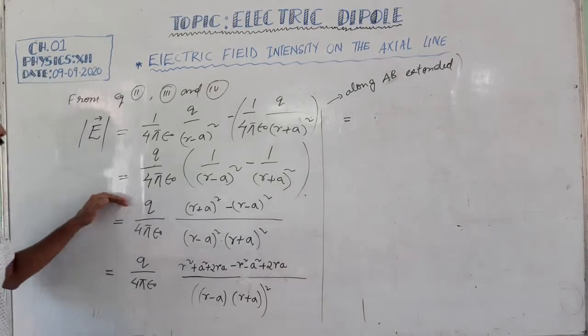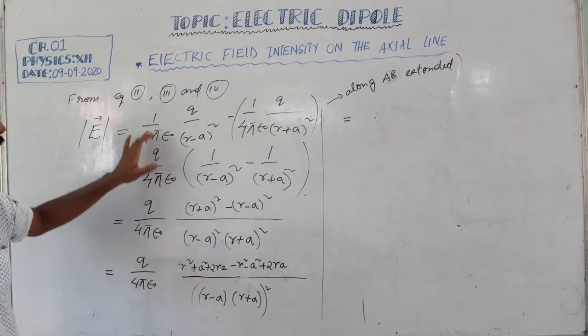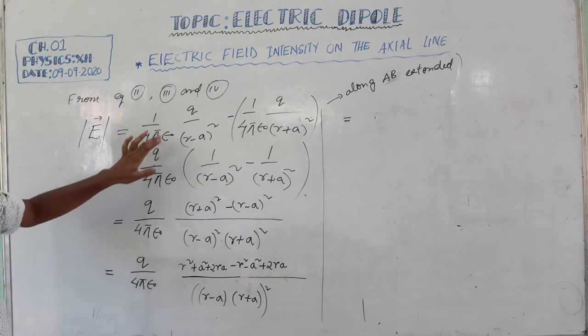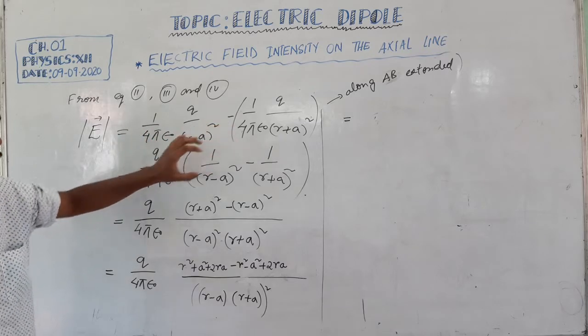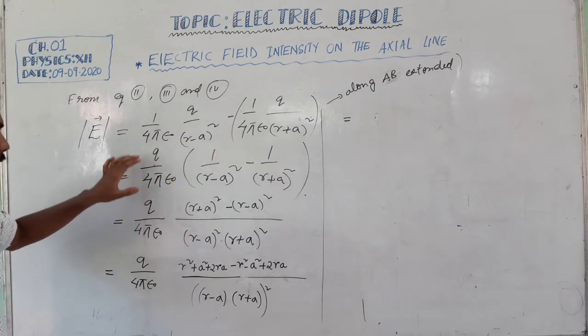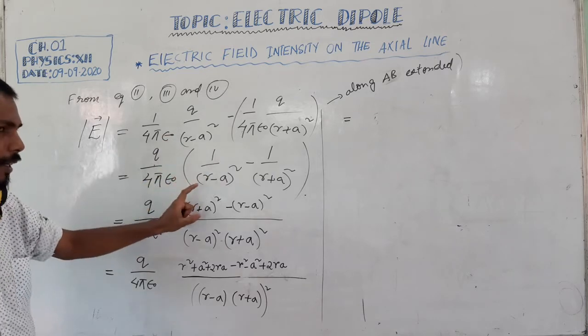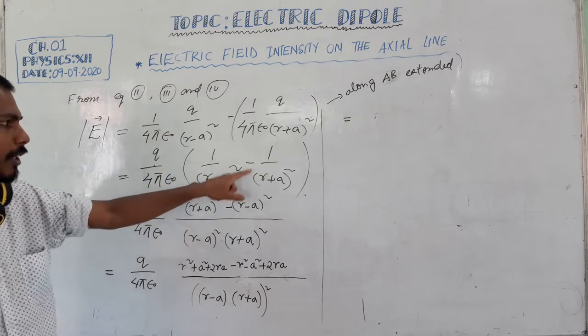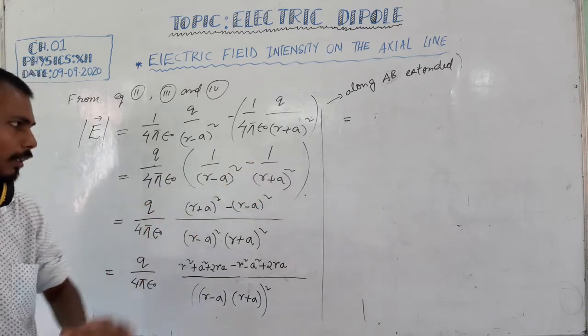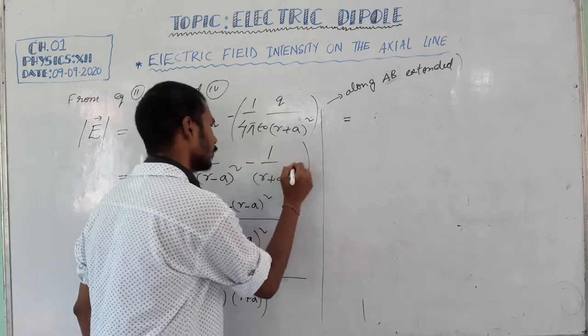Now solve this equation. We have taken q by 4 pi epsilon naught as common, so we are getting q by 4 pi epsilon naught times the bracket 1 by (r minus a) whole square minus 1 by (r plus a) whole square. After this, I think no doubt, everybody is clear.